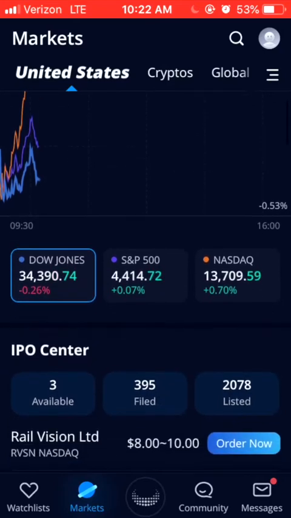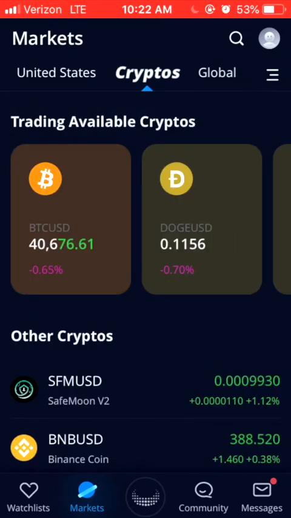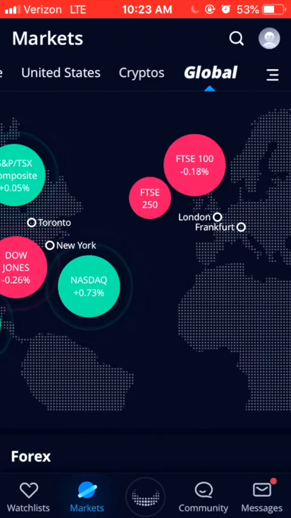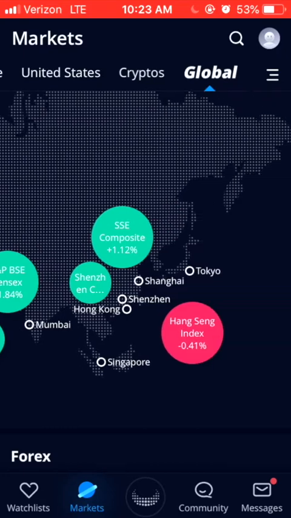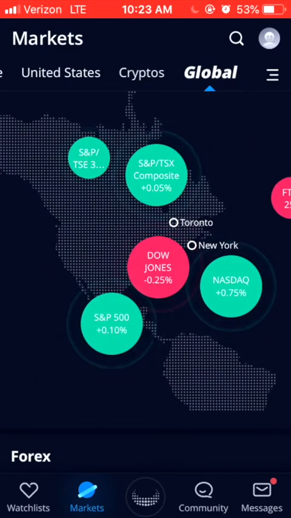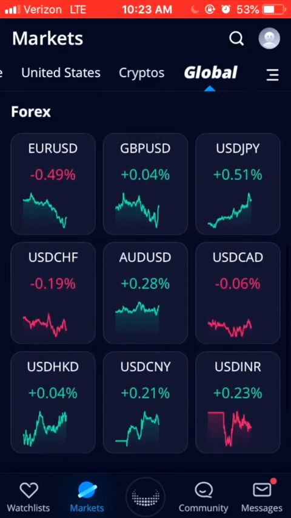Same is true for cryptos. I'm not going to get into it. I don't dabble, but it's there. You can invest in pretty much every significant crypto through Webull too. Global shows you global markets. And you can also look at foreign exchange and trade currencies too. Yada, yada, yada.